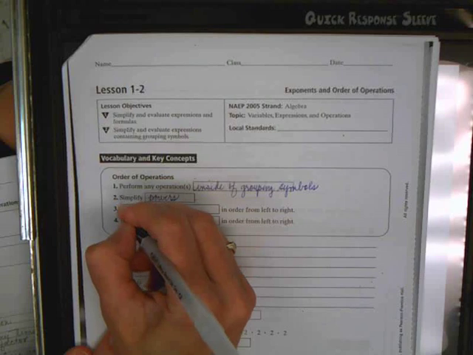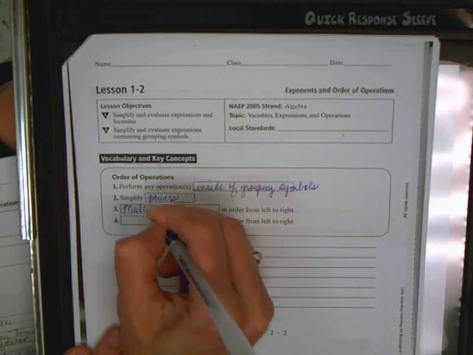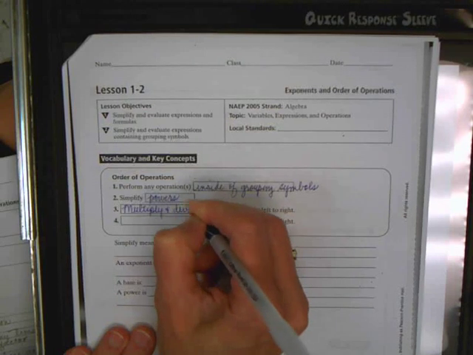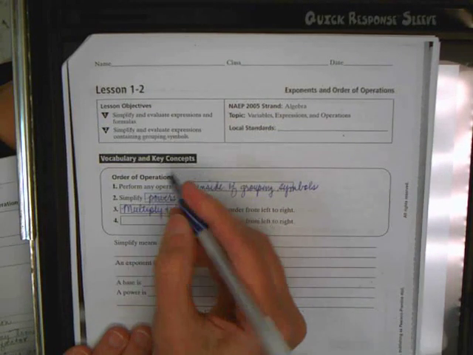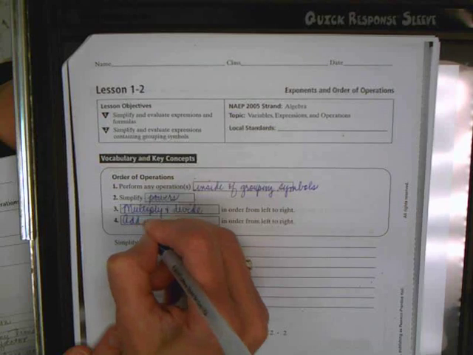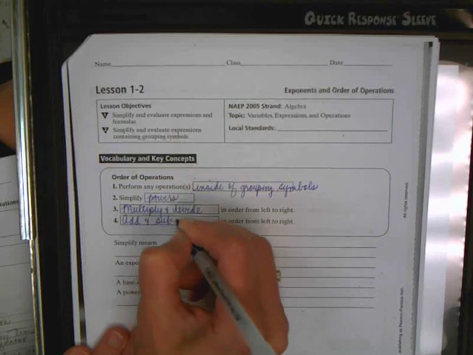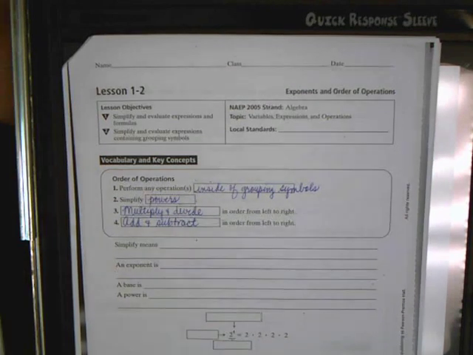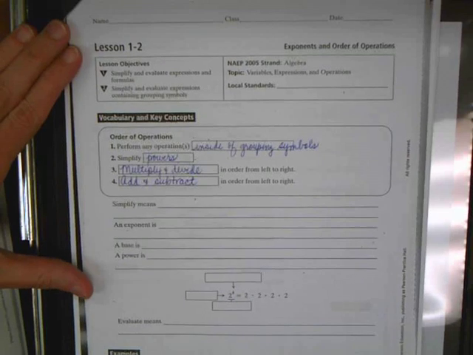And then multiply and divide from left to right. And then add and subtract from left to right. Okay, so that's just a brief recap of order of operations.